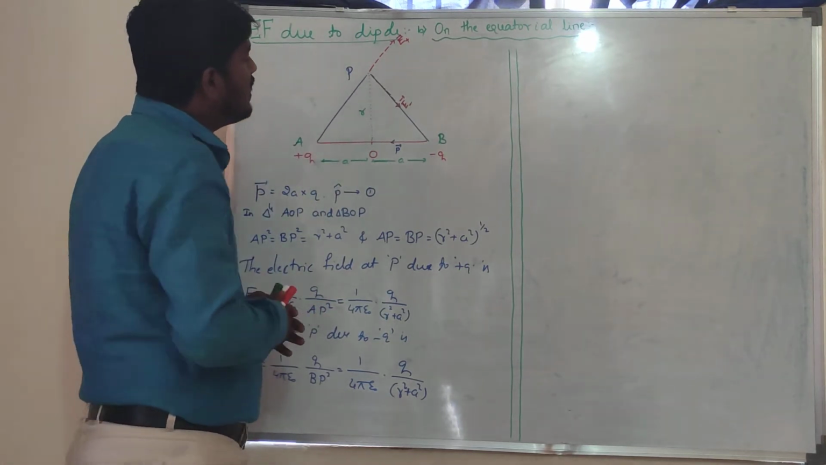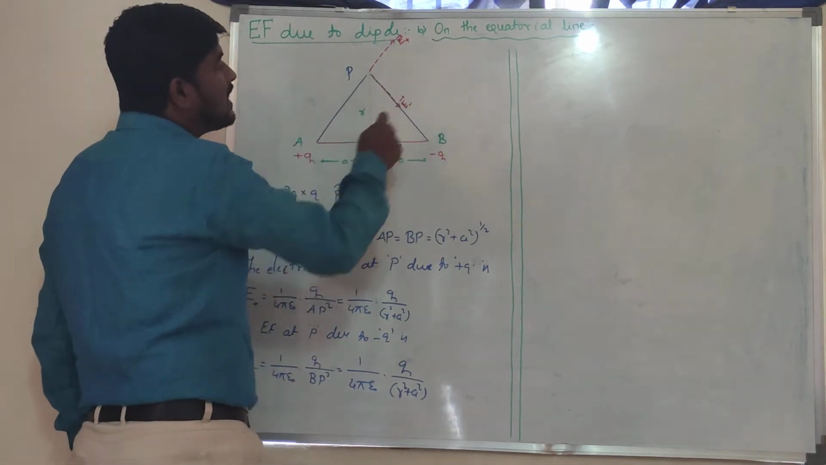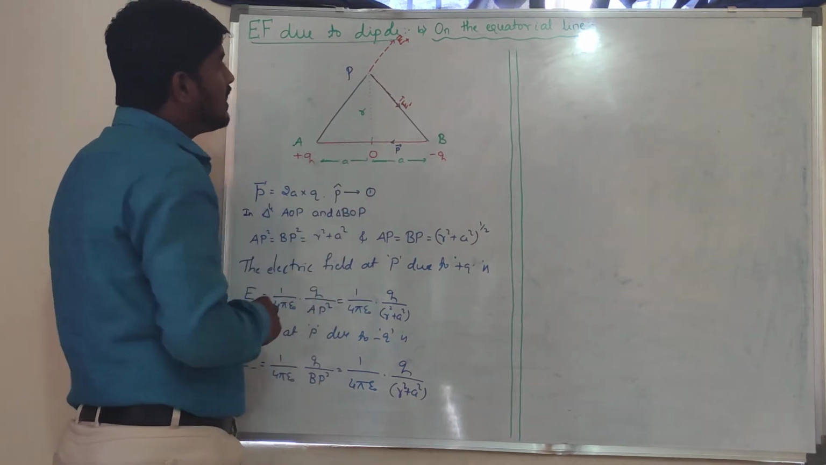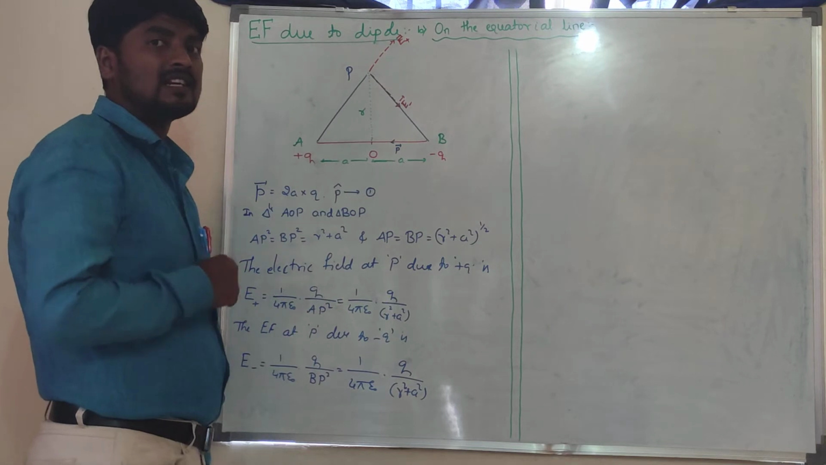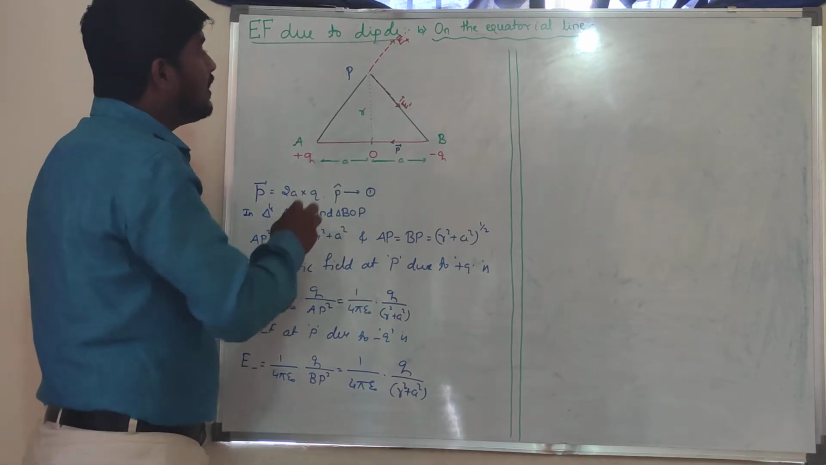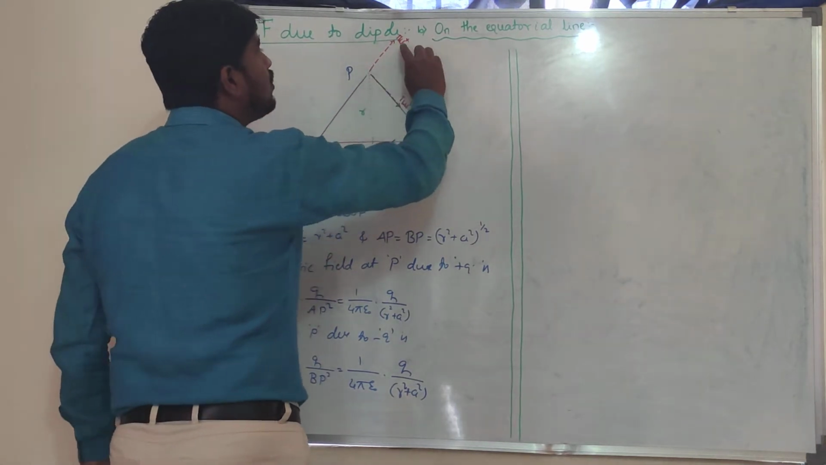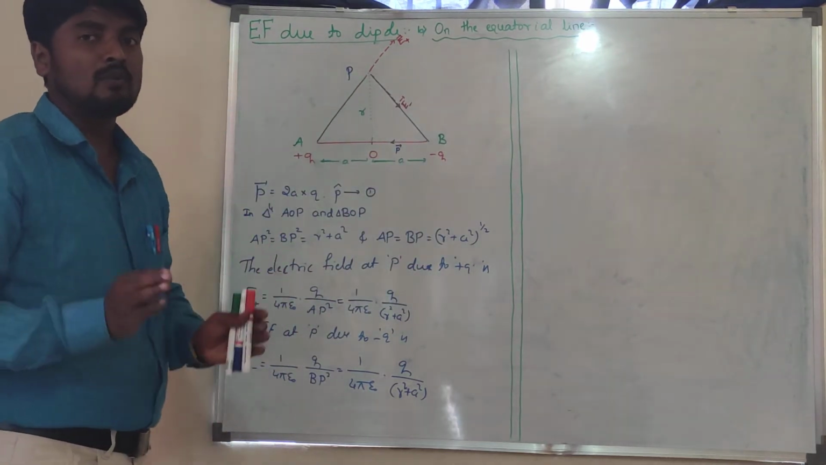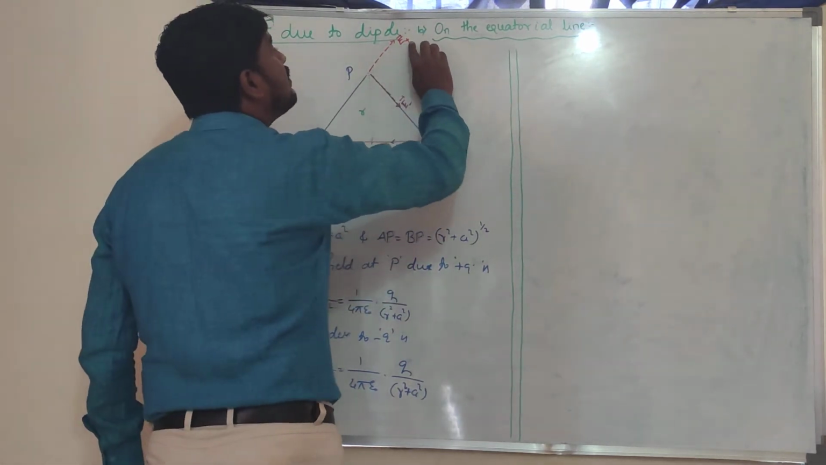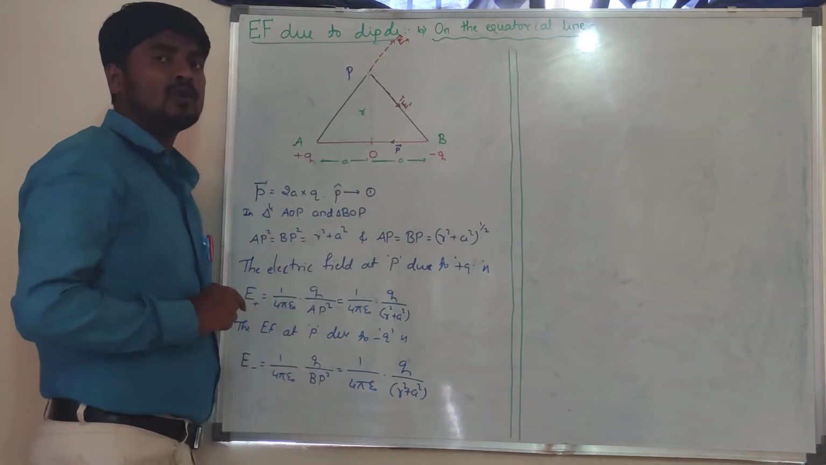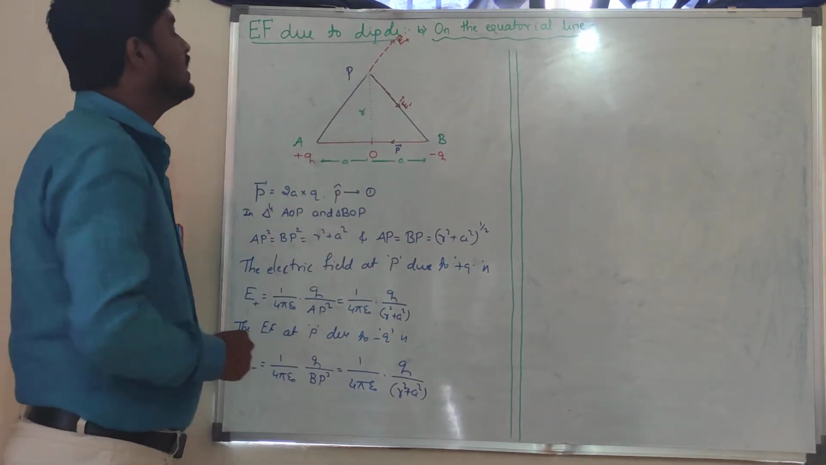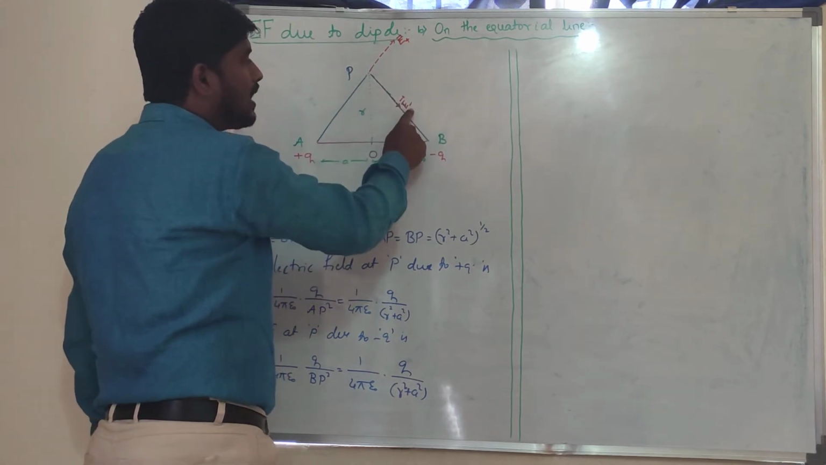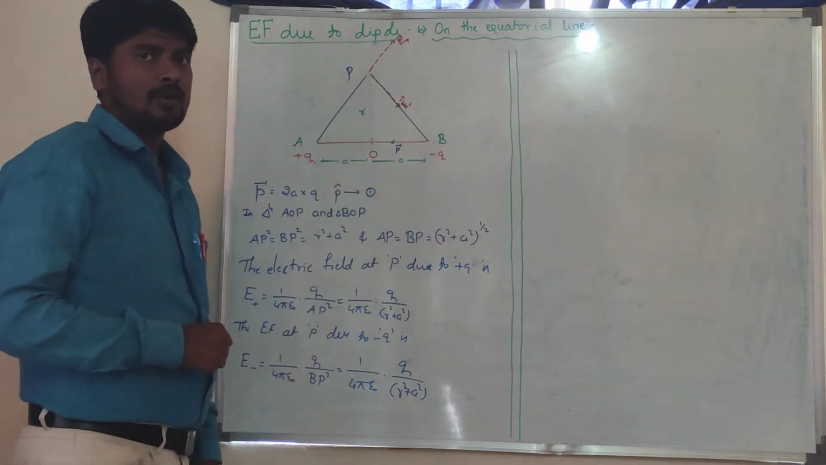But if you look at these directions of the electric fields E plus and E minus, both are acting in different directions. That means I have to get a resultant electric field. If I want to get the resultant electric field due to E plus and E minus, I have to resolve the components. I have to resolve E plus into its constituent components, as perpendicular component and parallel component.